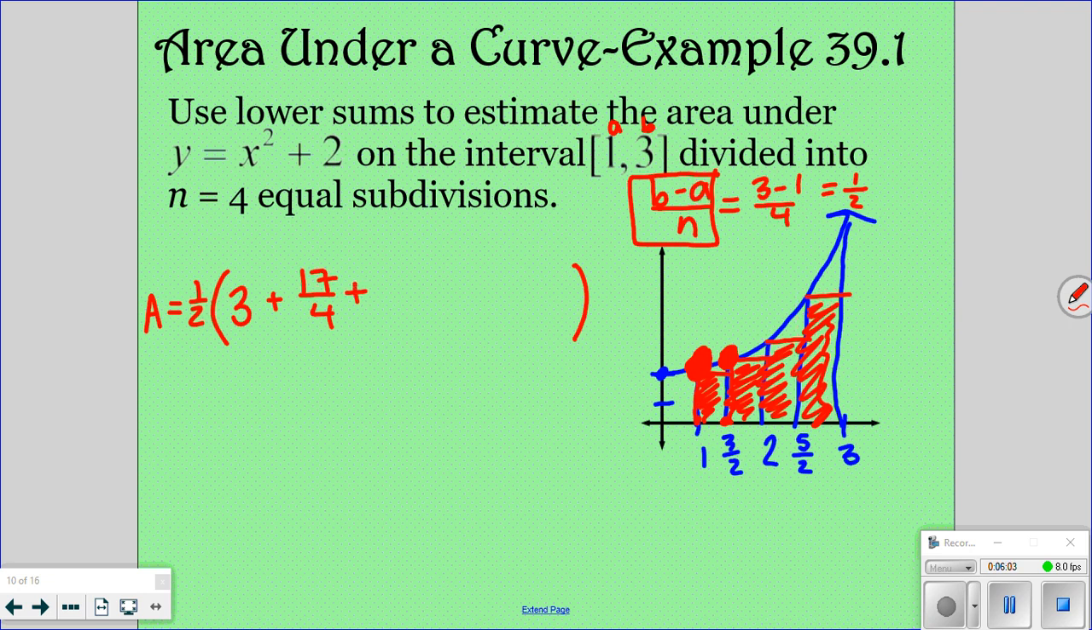Okay, the next one we're going to plug in 2, because that's where this height is going to come from, right there at that point. So 2 squared is 4 plus 2 is 6. The next one you're going to plug in is going to be 5 over 2, because we start here and we go up this far to get to our height for our rectangle. So 5 over 2 squared is 25 over 4, and then plus 2 is going to be 33 over 4.